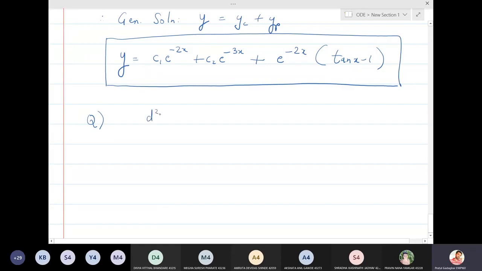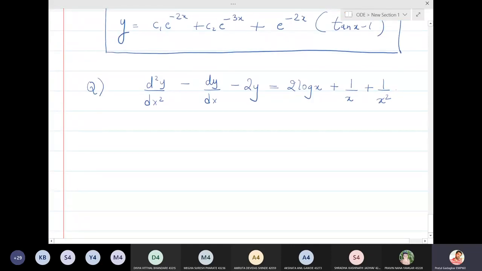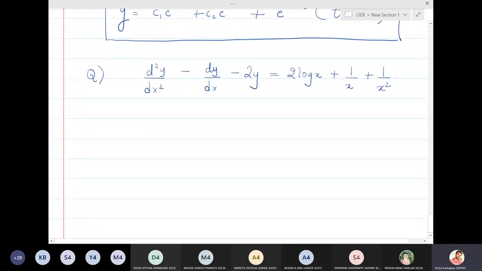d2y by dx square minus dy by dx minus 2y equal to 2 log x plus 1 upon x plus 1 upon x square. Solution.